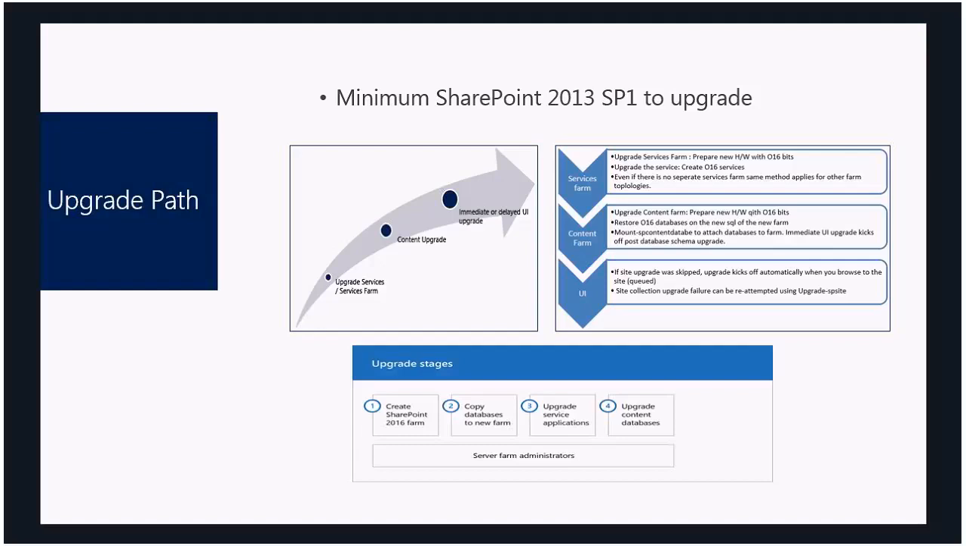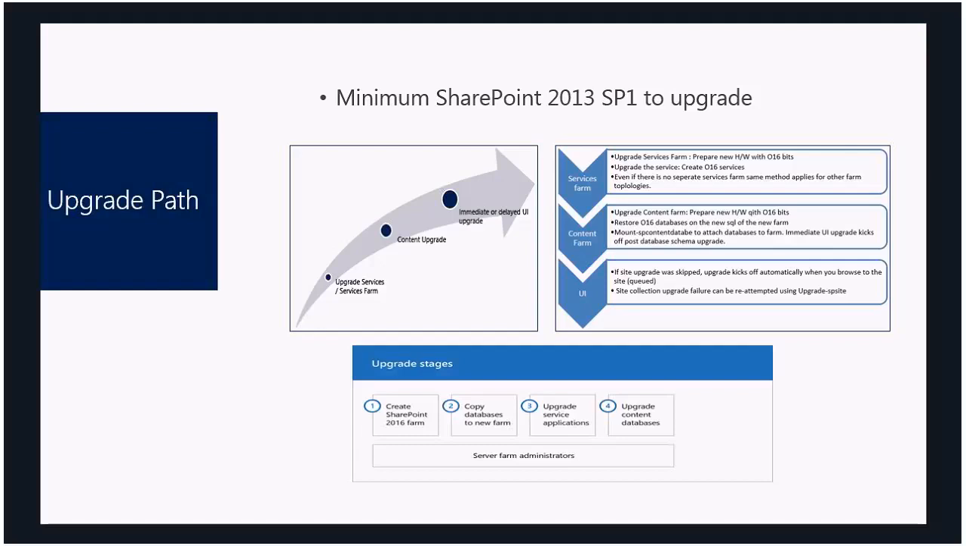There are 3 stages we need to think about here. The first one, we need to create a new SharePoint 2016 farm. With a new SharePoint farm, you can copy the databases into the new farm, and then you can upgrade the service applications. In the last step, we can upgrade the content databases. The content database is quite important for our customer if they want to upgrade into newer versions here.